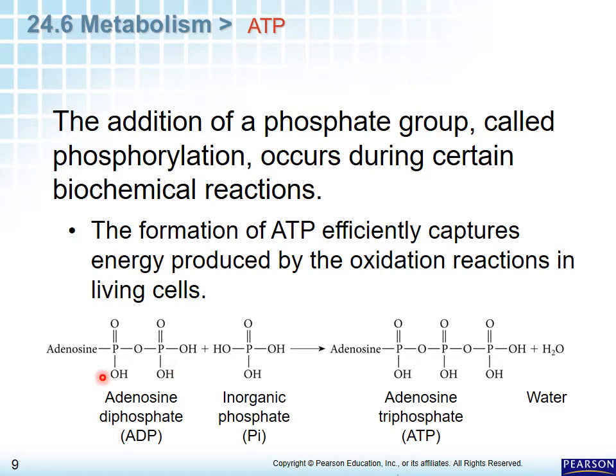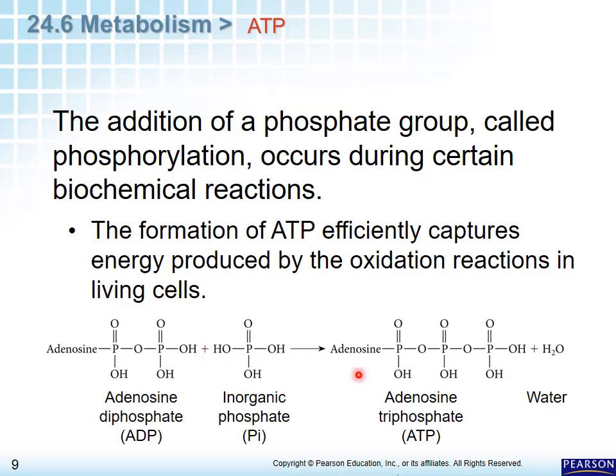Look here, this is adenosine diphosphate, which is normally called ADP. It is going to attach with an inorganic phosphate. This is the inorganic phosphate molecule. When it combines, it releases water, H2O. Water is going to be released from here, and then adenosine triphosphate is going to be formed.